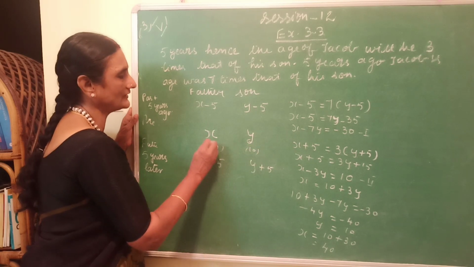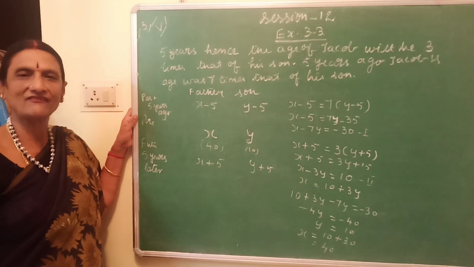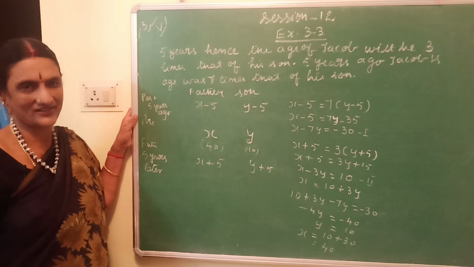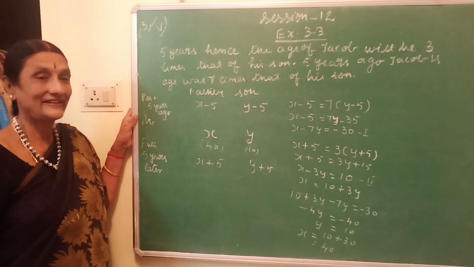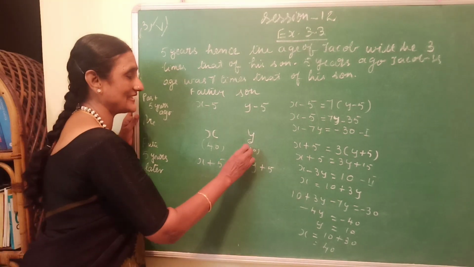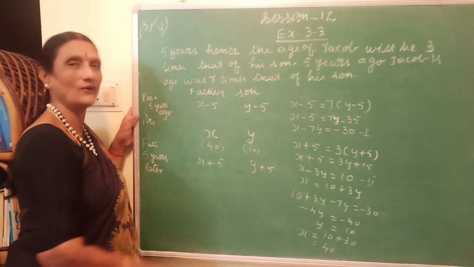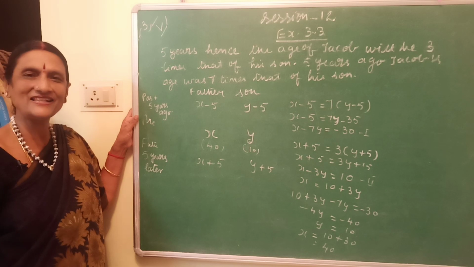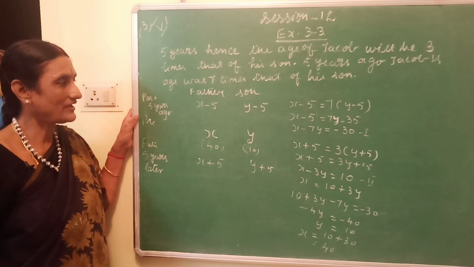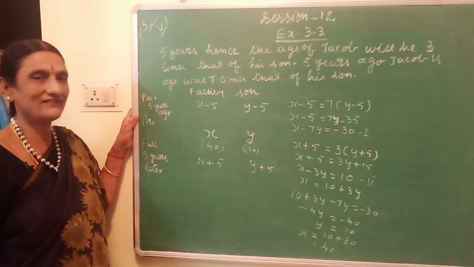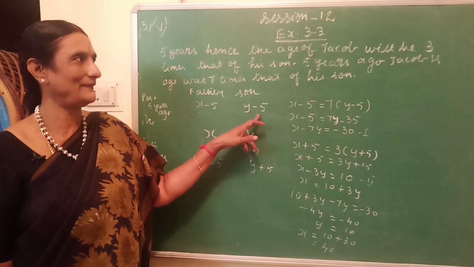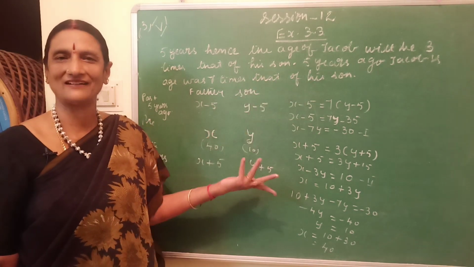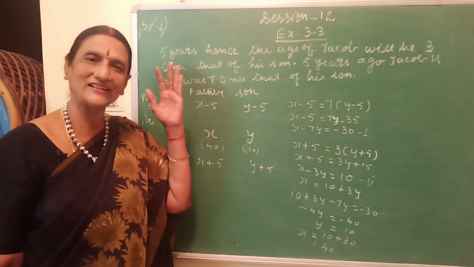So now we can compare, just to check whether your answer is right or not. 40 we have got as the father's age. 10 we have got as the son's age. 5 years before, what was son's age? It was 5. What was father's age? It was 35. So 35 here and 5 here means 7 times that of his son. Okay, first situation it is clear.